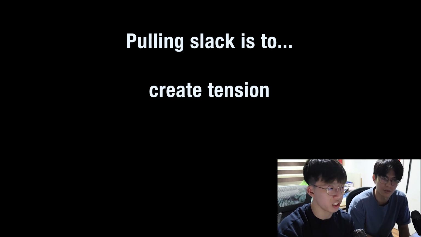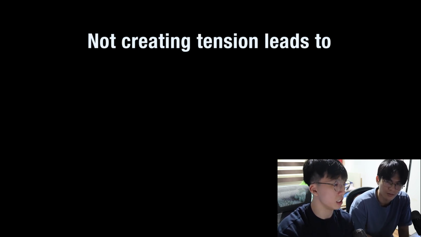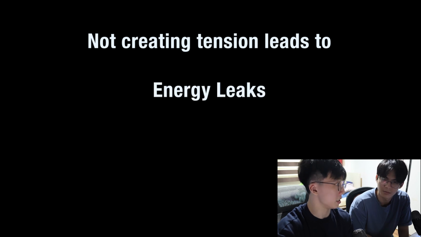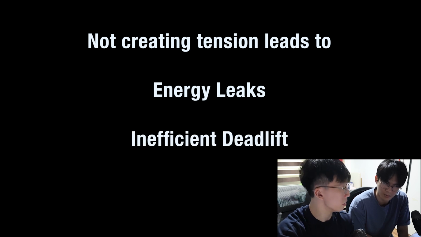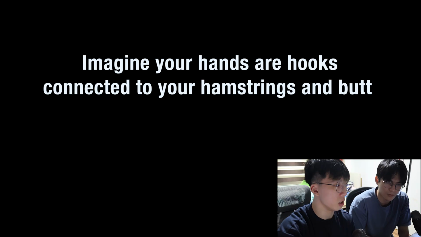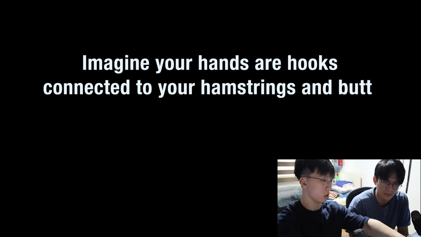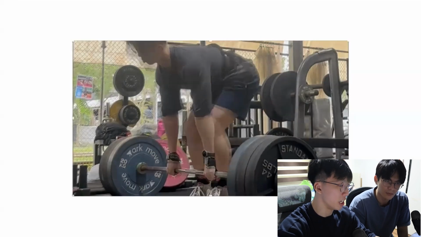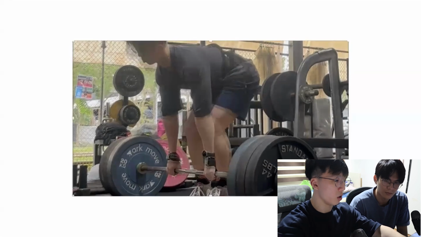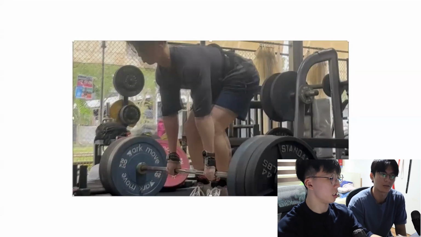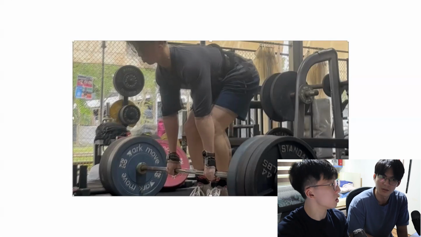Okay, so why do you need to create tension? Because if we don't create tension, when you first start, it will lead to energy leaks. When you leak energy, it will lead to an inefficient deadlift. So in order to create the tightness, this is the thing that you can do: imagine that your hands are just hooks for your main movers of the deadlift, which is your butt and your hamstring. So as your butt raises and activates the hamstring, your hands will move together with the butt, such that it creates that tightness with the bar.